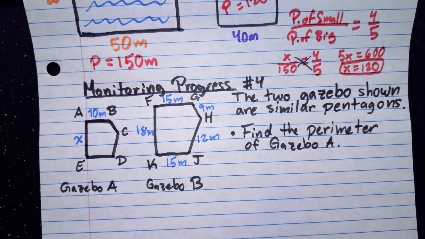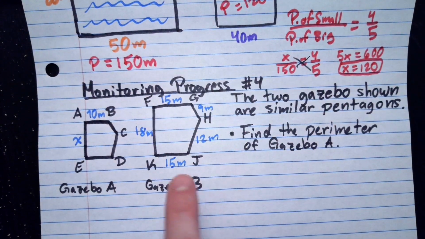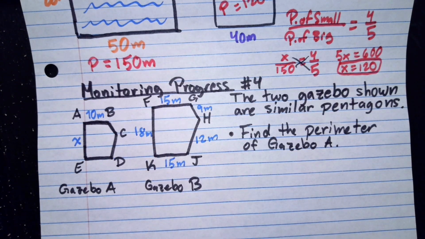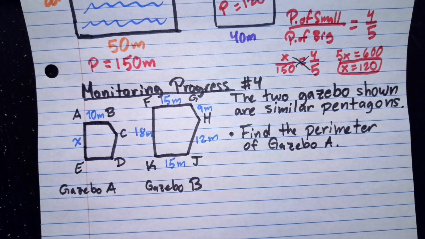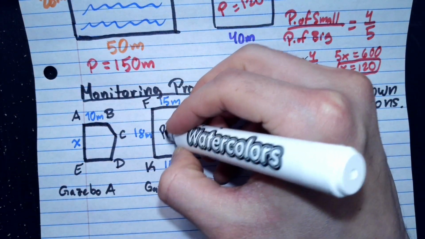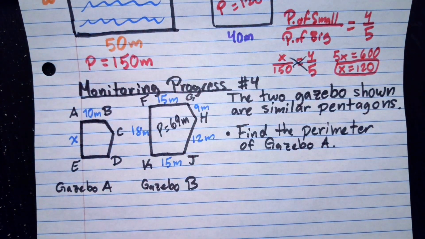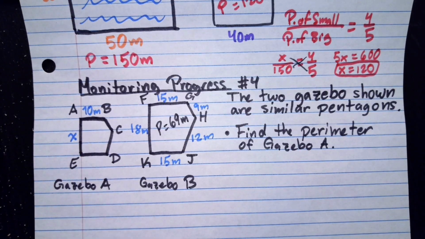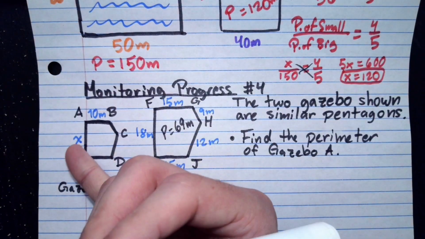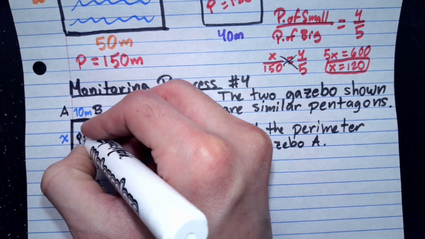Right, and we only know one side length, and we don't know its perimeter, but we do know the perimeter of this one. If we add up all of these sides, let's see what that gives us. 15 plus 15, that's 30. 18 plus 12, that's another 30. And that's a 9. So the perimeter of the big gazebo is going to be 69 meters. And we don't know the perimeter for this one. So we're going to call it another variable, because we're already using x here. I'm just going to use y for this one.